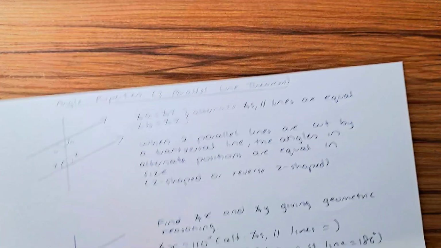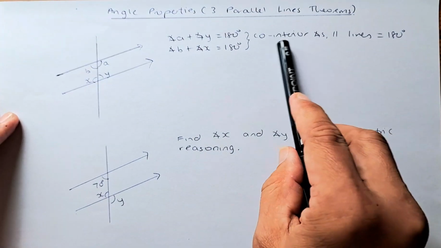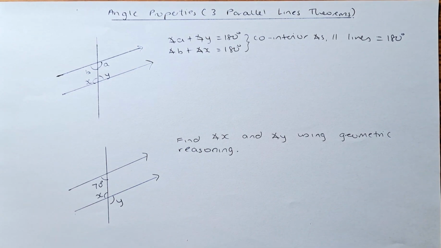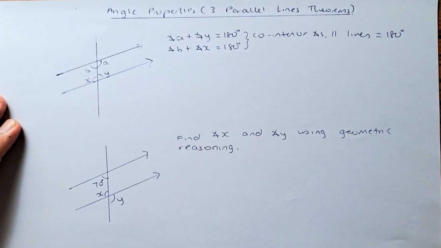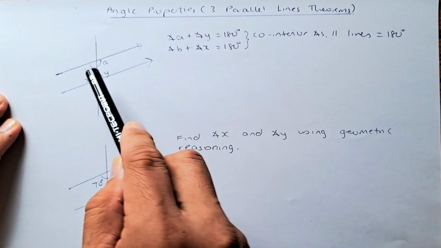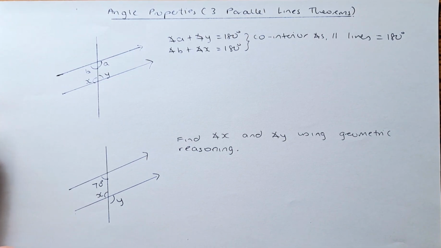Now we shall look at the third and final theorem for parallel lines. The theorem states that the co-interior angles of parallel lines are not equal, but they add up to 180. Co means combine, two angles. Interior means inside. The two angles combine to add up to 180. So A plus Y is going to add up to 180. B plus X is also 180. And the theorem is the co-interior angles of parallel lines add up to 180.